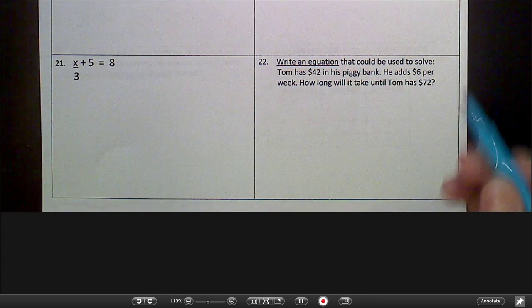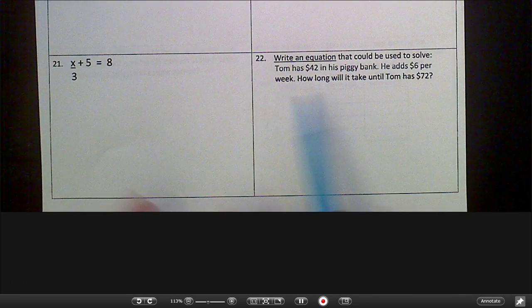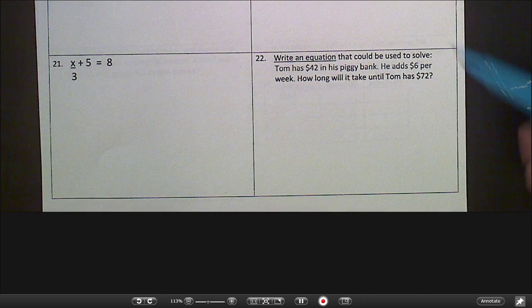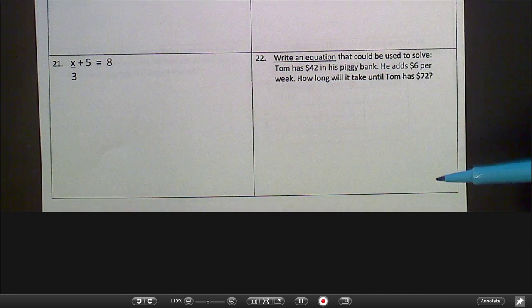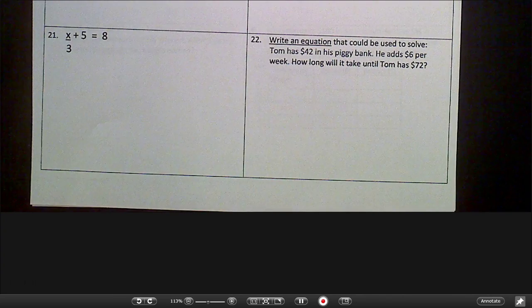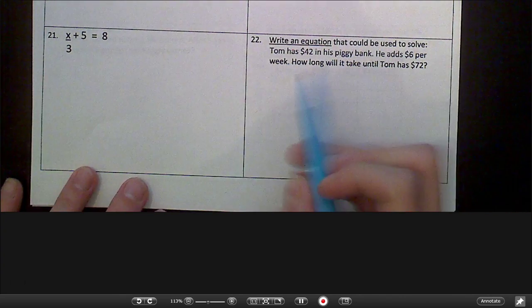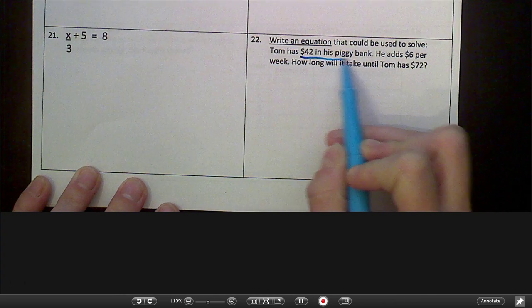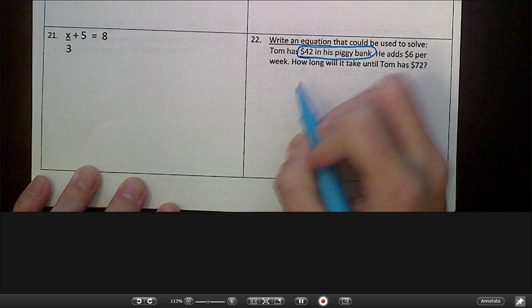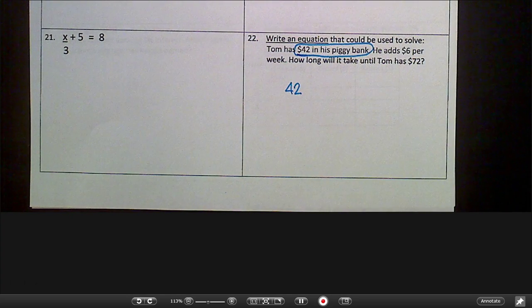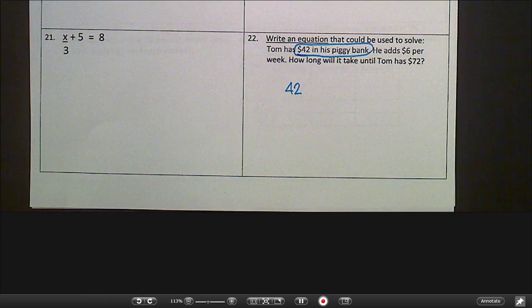Alright. So when we're writing an equation for a word problem like this, remember all we're doing is translating English words into math language, which is just symbols and numbers. So we're taking all this and putting it into an easier form. It says Tom has $42 in his piggy bank. So he has $42 in his piggy bank. We're just going to write that for right now.